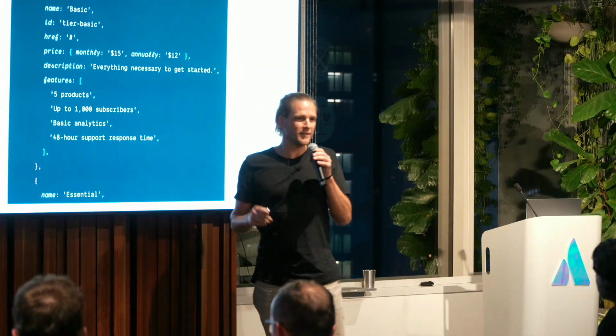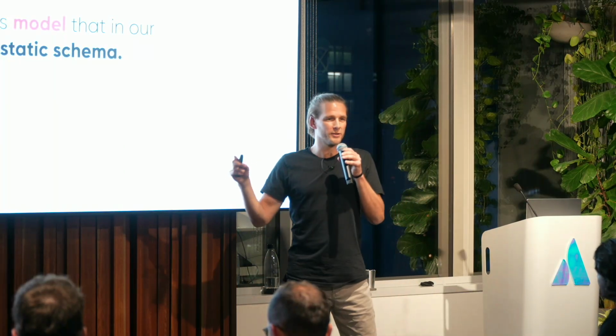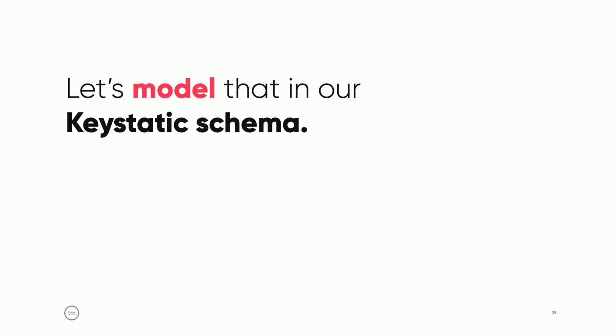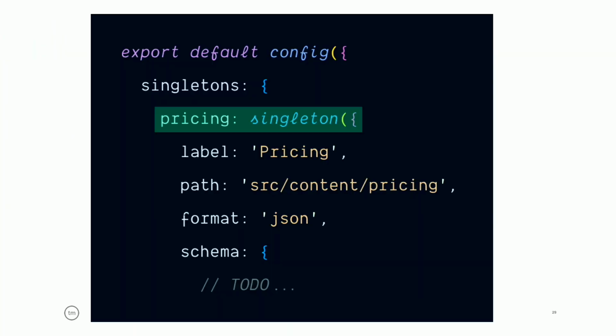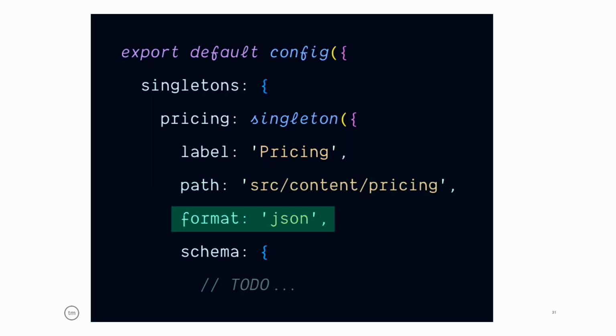So let's say I have a friend that is not technical that wants to edit this. And what I'm going to do is model the exact same data in a Keystatic schema. I'm not going to go into too much detail, but Keystatic has a config file where you can define your different content types. Here I have a pricing page where you can see that I'm asking it to output the content in src/content/pricing. And I requested specifically the JSON format because this is the closest to my JavaScript array.